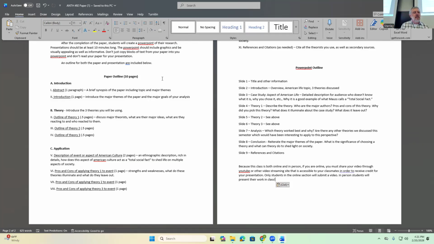Part B is the theory. You're going to do 3 separate short theory sections for each theory, an outline of who the major theorists are, what their major ideas are, who they are reacting to, and who has reacted to them. So this is not necessarily the application part, but you're just kind of introducing these 3 theories. So you're going to spend half a page on theory 1. So for example, I'm going to do materialism for number 1, and I'm going to do symbol and ritual for number 2, and I'm going to do Boasian anthropology for number 3.